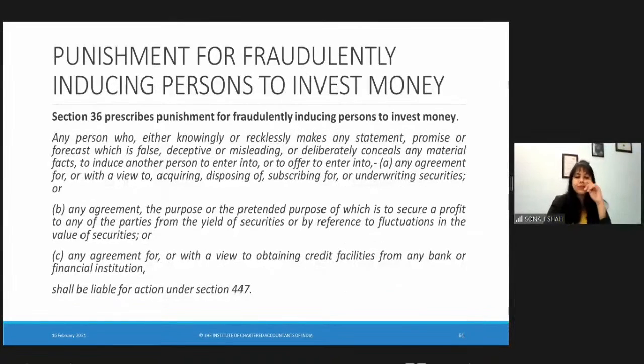Now, proceeding to punishment for fraudulently inducing a person to invest money. Where a person is deliberately, fraudulently, by providing incorrect or deceptive information, induced to invest money in a company, that person will be punishable under section 36. So let us go through what is given in section 36.